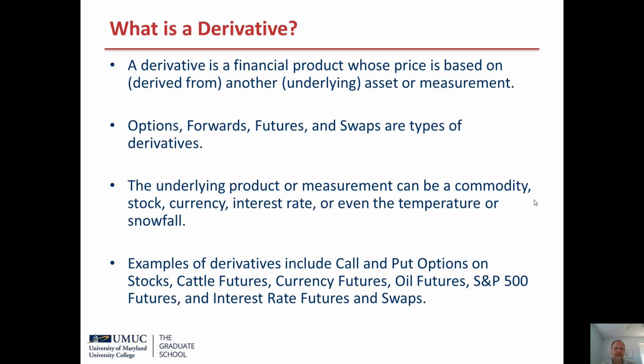For examples of derivatives, we could have call and put options on stocks. Calls give you the right to buy a stock for some set time at some set price. The put would give you the right to sell it. You can have the same thing on cattle futures, currency futures, oil futures, S&P 500 futures, interest rate futures, and swaps. Futures lock in a price. Options give you the option to buy at a set price, but not the obligation to. And swaps are basically sums of futures.